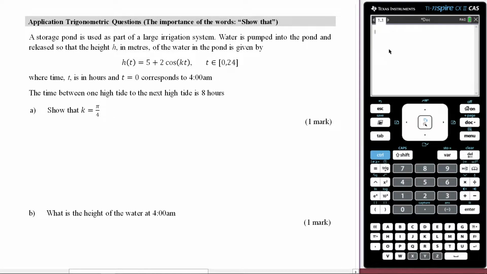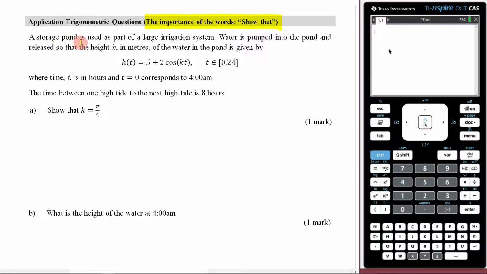We're going to go through this question here, and as we're going through it, I'm going to be showing you the importance of the words "show that." It's going to be a really crucial message, and if you do not heed this warning, you run the risk of potentially losing a lot of marks in your test, or your exam rather. Okay, let's go through this.